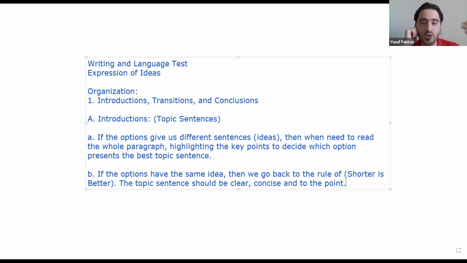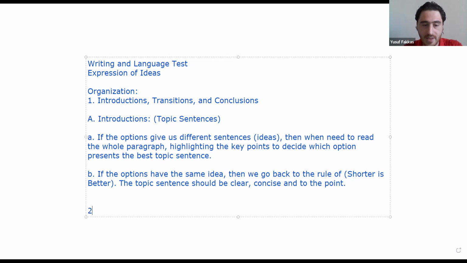Then we go and we choose shorter is better, right? Whether there's wordiness or redundancy or passive, we don't choose any of these. We choose a sentence that's clear, active, and concise. Okay? So in introductions here, actually, we can say that we are already familiar with that. There's nothing new. Okay? That's the first part.